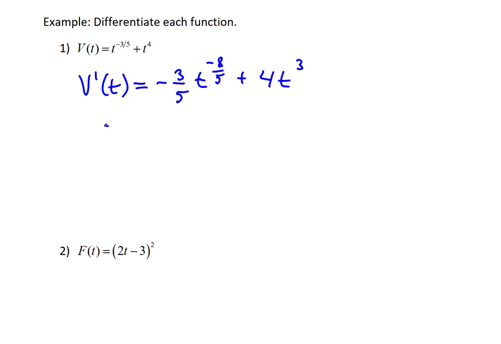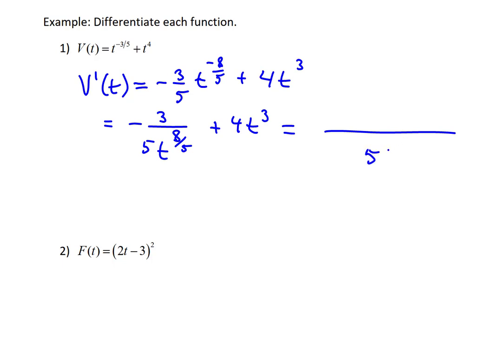If we rewrite v prime of t here and you convert this negative exponent to a positive one, we'd have negative 3 over 5t to the positive 8/5 power as the first term, plus, we'll just keep our 4t cubed for the second term. And then as you can see, we have two terms. One of them has a denominator. So if we wanted to put this into a combined fraction with a common denominator, which again many authors would do, or some authors would do, we can go ahead and utilize the one denominator we have as the common denominator, so 5t to the 8/5.